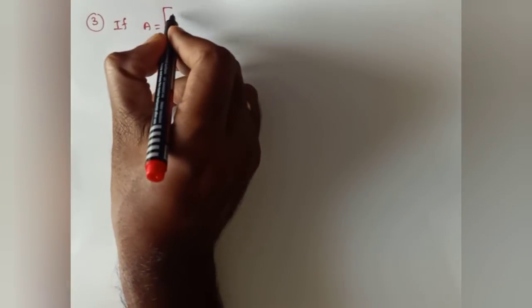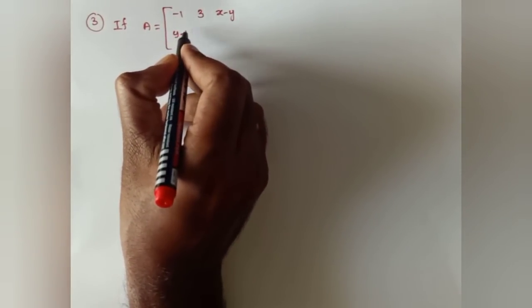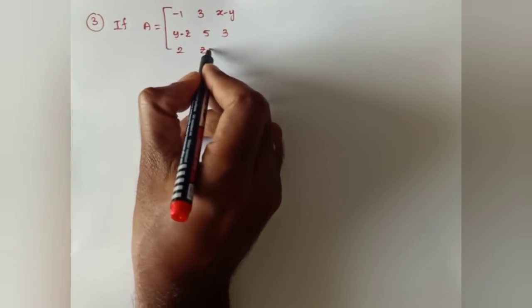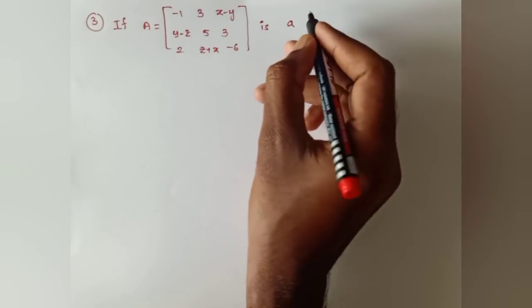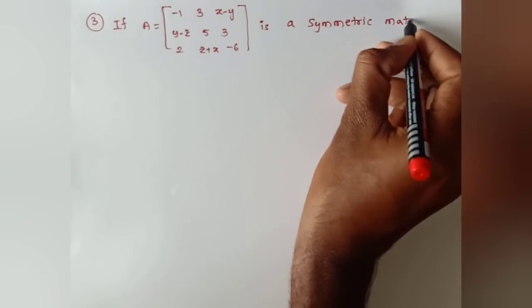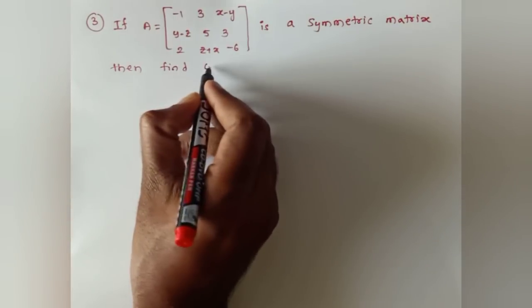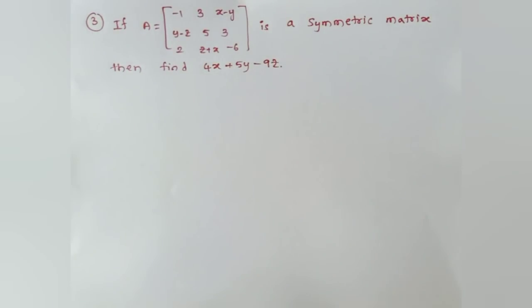Next, see one more problem, the third one. If A equals the matrix with rows minus 1, 3, x minus y; y minus z, 5, 3; 2, z plus x, minus 6, is a symmetric matrix, then find 4x plus 5y minus 9z. So you need to find the value of this expression.